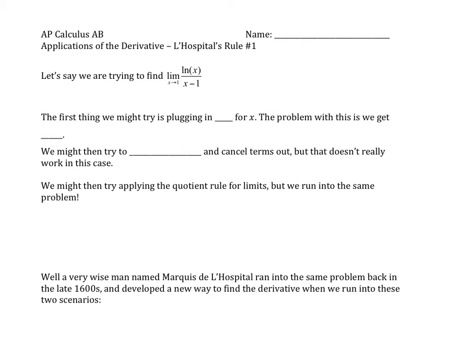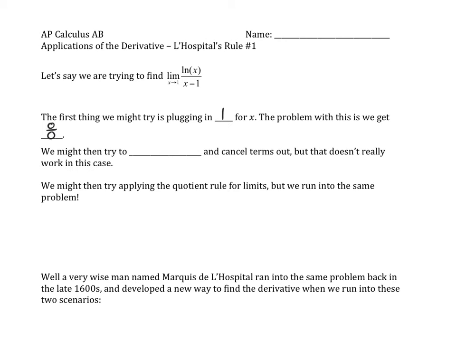But let's take a look at this limit here, the limit as x approaches 1 of ln of x over x minus 1. So again, I outlined here the first thing, if you remember, that we would try to do is plug in 1 for x. We'd plug in 1 for the x in the ln and 1 for the x in the denominator. But the problem is when we do this, we get 0 over 0.